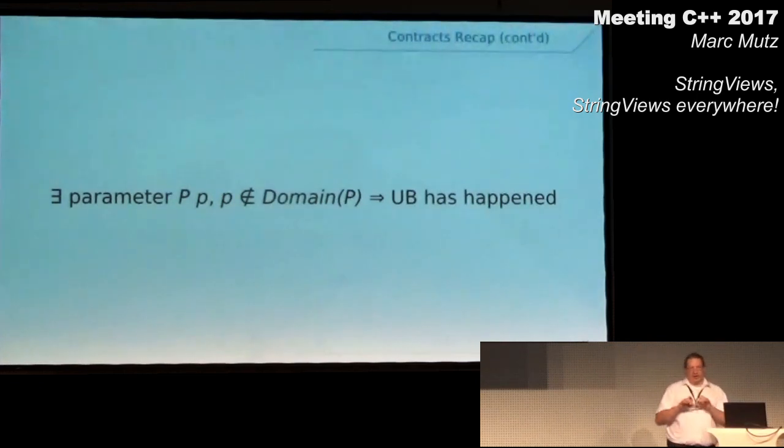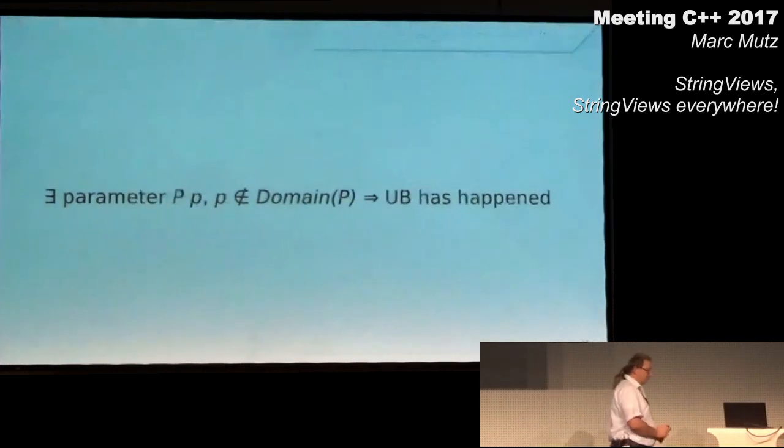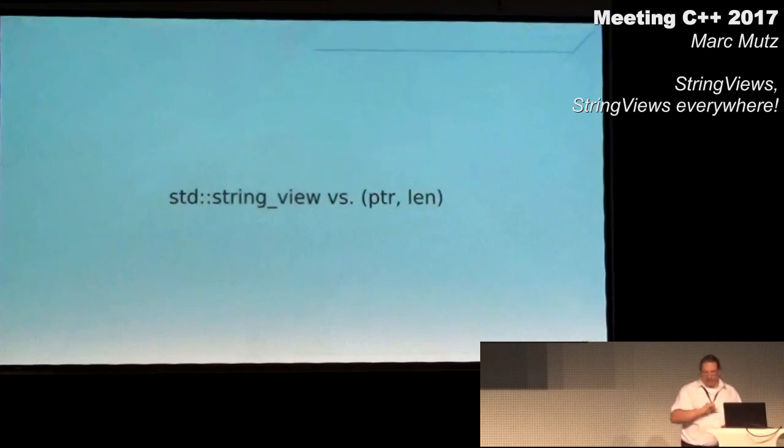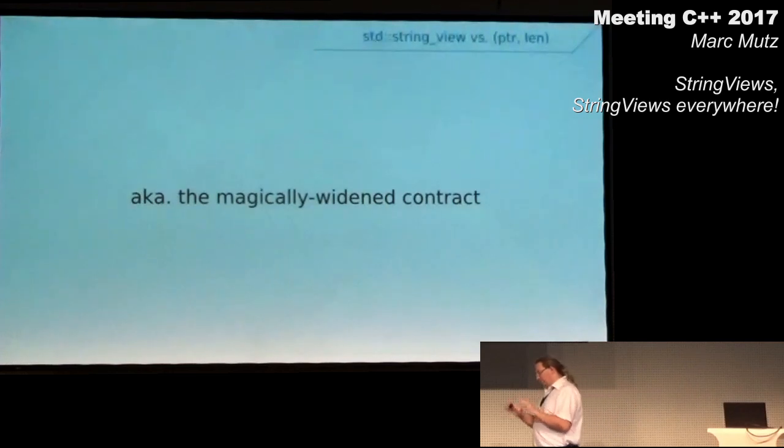So that all the parameter values are valid values for their types, that is kind of implied. We don't need to write that on every function, right? And this will become important in a second. So let's compare string view and pointer-length. And I will magically make a narrow contract into a wide contract. There will be smoke. And there will be, hey presto.